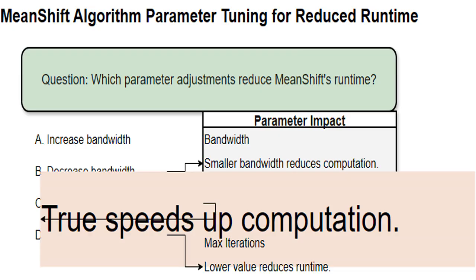The max_iter parameter sets the maximum number of iterations MeanShift runs. Think of each iteration as one step in a journey. Reducing max_iter is like shortening the journey. Fewer steps means less computation time, even if the algorithm might not fully converge to the optimal solution.